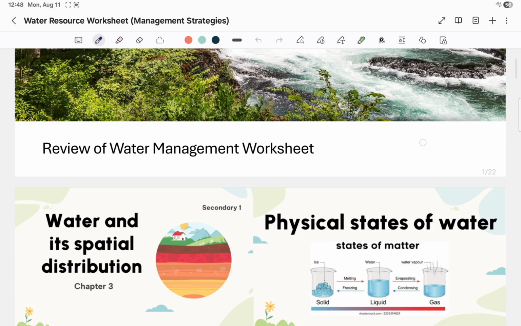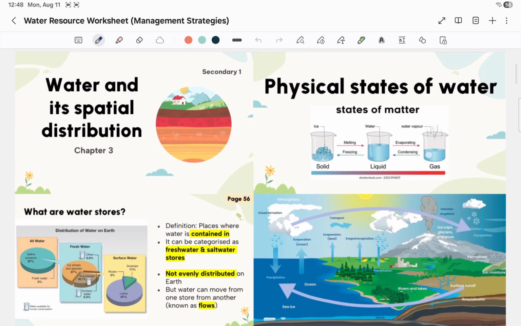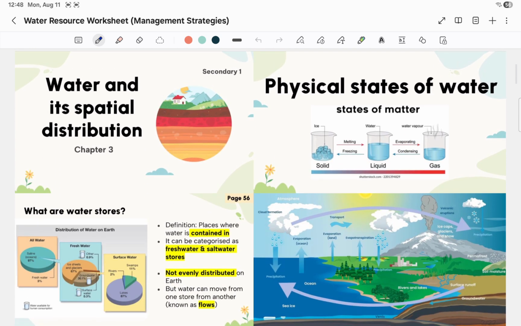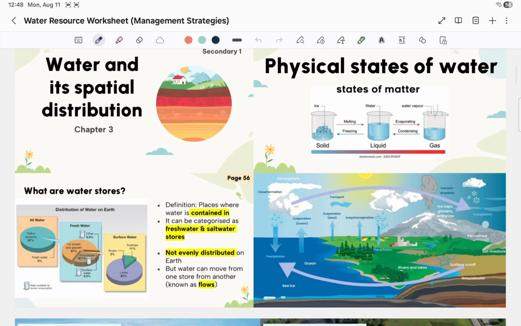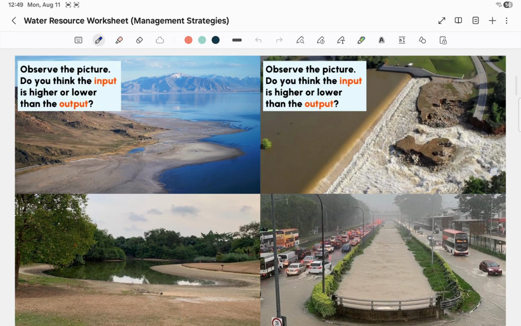Okay, so just to jog your memory, the first thing you learned for the water chapter was in chapter 3. We learned about the physical states of water, where water can be found on earth, the different water stores, how some are on the surface and some underground, and the hydrological cycle, to learn how water can be replenished, how water is a renewable source. Then we also learned about the water budget.